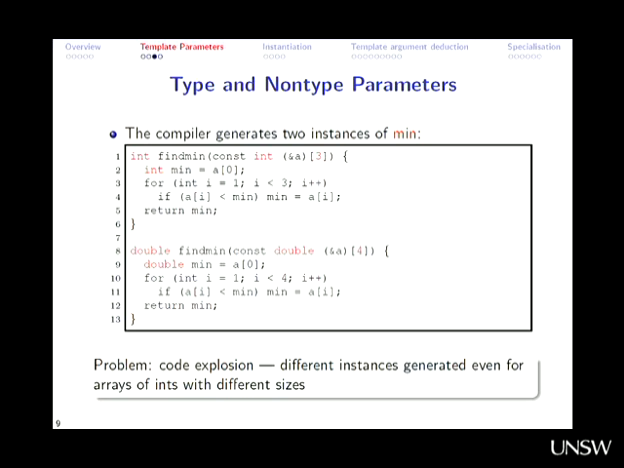Now, particularly with arrays, we have a problem with what's called code explosion. If we have many different types of arrays, all with different sizes, we get one function per different size of array. So that template, that prescription for how to generate a function, if we have lots of different ways of calling that function, we end up with lots of overloaded versions of that function. It's called code explosion. Not necessarily a bad thing, but it can cause problems.